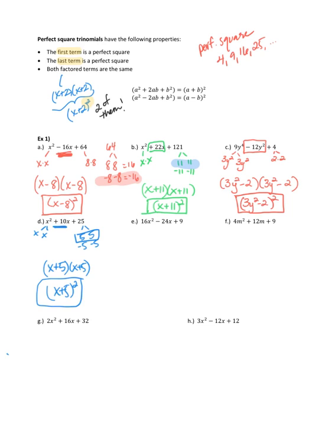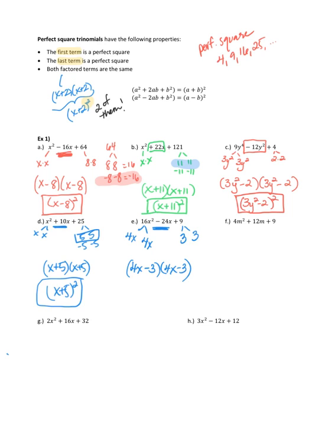Okay. Now looking at E, let's take a look at the first term. 16 can be broken down as 4 and 4. x squared can be x and x. 9 can be 3 and 3. So we have 4x, the middle term is subtraction, so it's minus 3, and 4x minus 3.